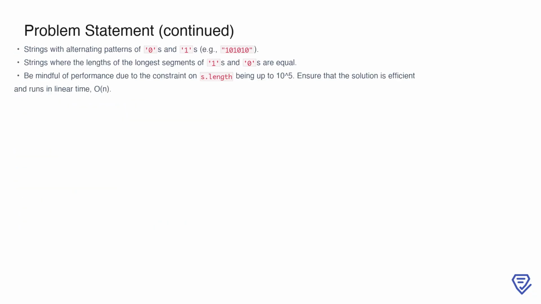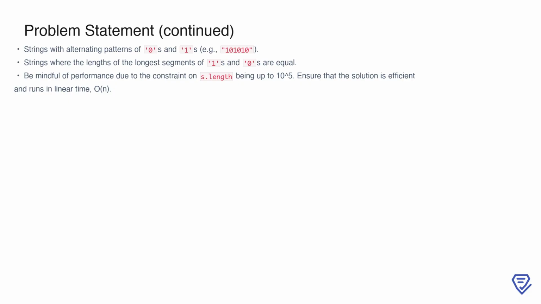Finally, let's discuss some additional considerations for this problem. Edge cases include strings that contain only 1s or only 0s, such as 11111 or 0000, where the result is straightforward. Another edge case is alternating patterns of 0s and 1s, such as 101010, where the segments are all of equal length. Additionally, strings where the lengths of the longest segments of 1s and 0s are exactly the same require careful handling since the output should be false.